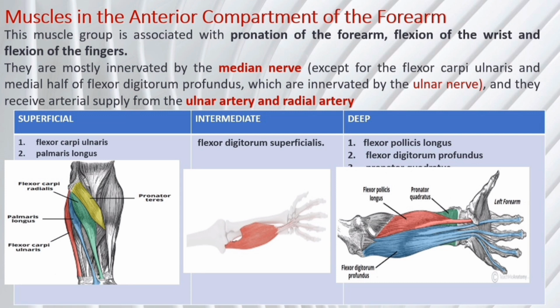Pronator quadratus. A square-shaped muscle found deep to the tendons of the flexor digitorum profundus and flexor pollicis longus. Attachments. Originates from the anterior surface of the ulna and attaches to the anterior surface of the radius. Actions. Pronates the forearm. Innervation. Median nerve, anterior interosseous branch.